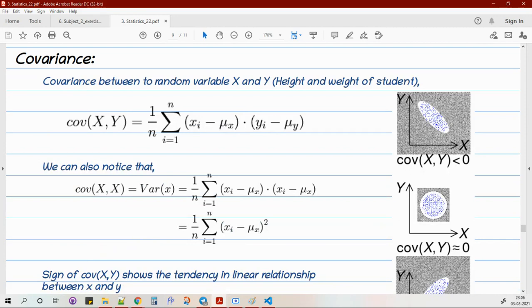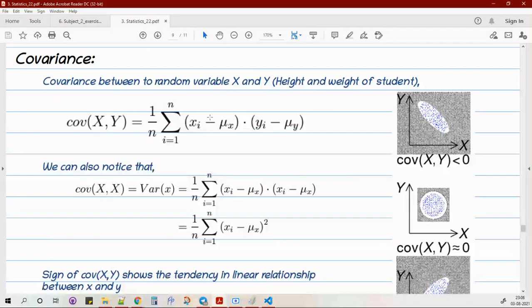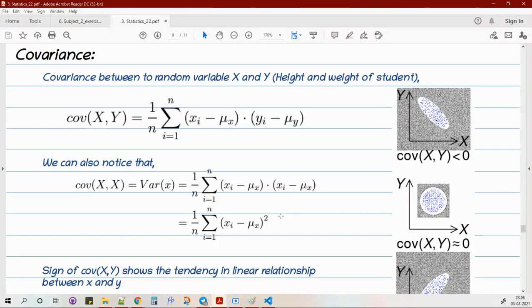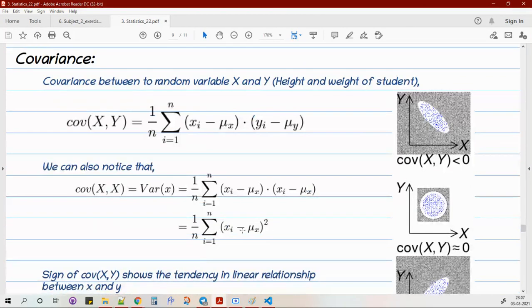In the other case, if there is negative, or you can say inverse proportionality, that x increases but y decreases, then the covariance value would be less than 0, or it would be negative basically, right? And this is the formula. And the covariance between the same variable x and x, if you take, then it's nothing but xi minus mu x, xi minus mu x. So if you observe, this is nothing but the formula of variance only, 1 by n, xi minus mu x square. So this is the variance basically, right?